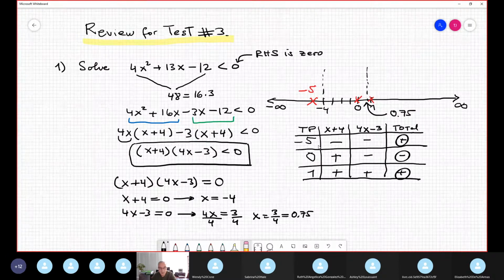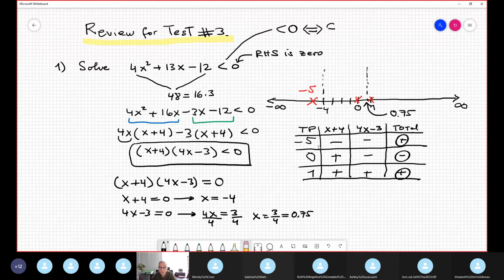Okay, I come back to the beginning. I can see that our original problem contains less than 0, and this is equivalent to saying it has to be negative. Now the true row on the table is the negative one. This is the true. Therefore, the solution interval is the interval that includes the testing point 0, which was the only testing point that passed the test.